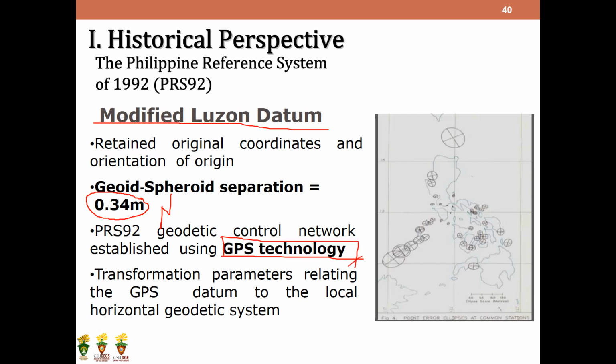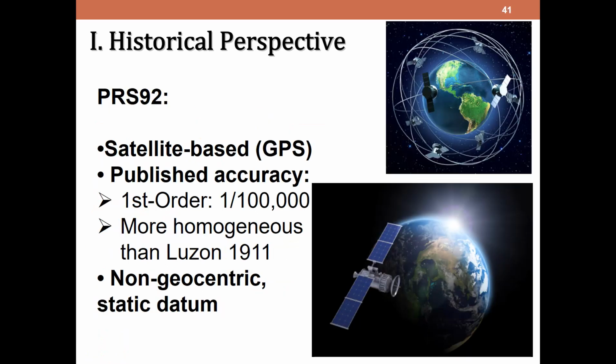And transformation parameters relating the GPS datum to the local horizontal geodetic system were also established. So PRS 92 is a satellite-based technology. Nagagamit na sila og satellites, GPS satellites. Ang iyang accuracy is for first order 1:100,000, more homogeneous than Luzon Datum 1911.